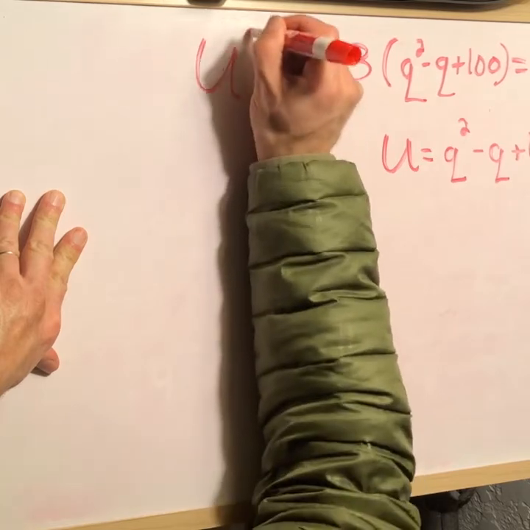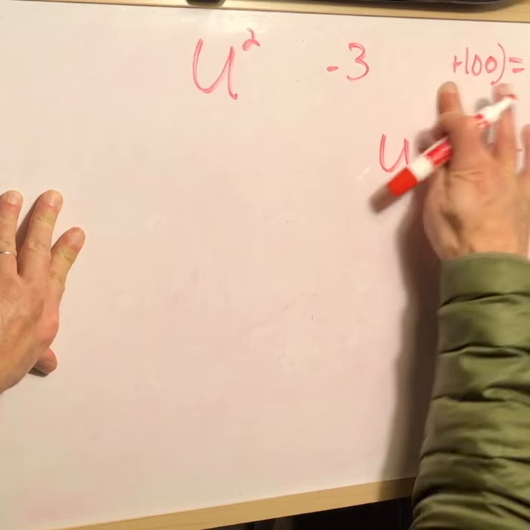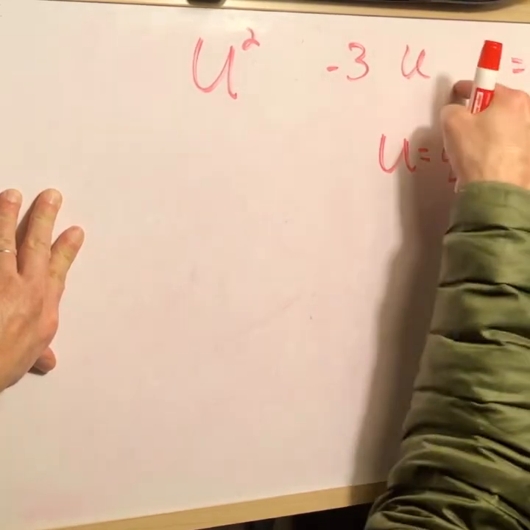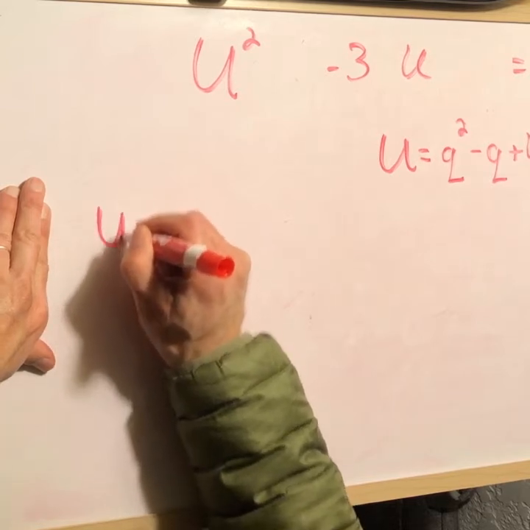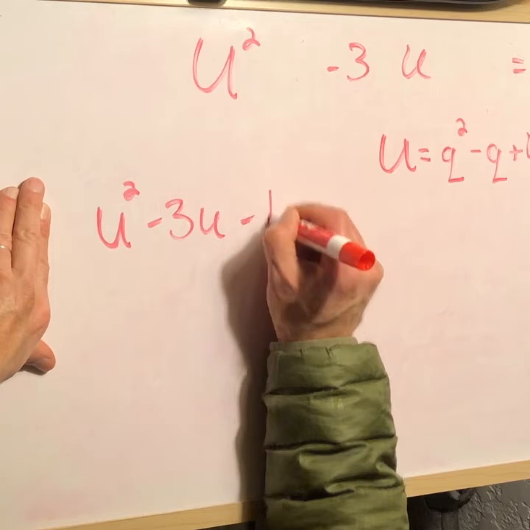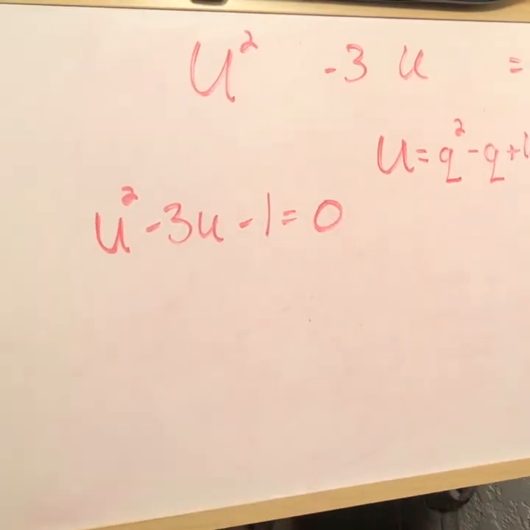So since I have this, now I can substitute this quadratic for what it equals, which is u squared. I can substitute -3 times this quadratic for a u, and I can move this over. So I'm going to say u squared minus 3u minus 1 equals 0. All right, now I have to solve for my u. This is not factorable because you can't get two numbers that multiply together to get the c and add together to get the b. So what you have to do is use the quadratic equation.